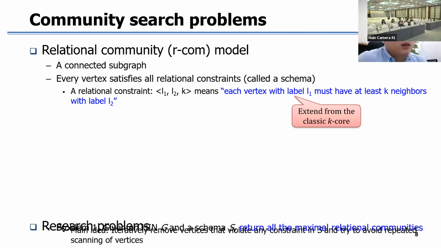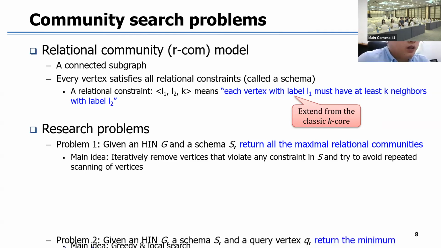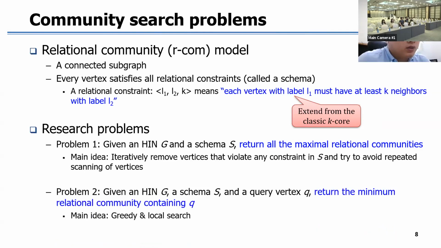Based on the RCOM model, the authors studied the first problem, which is defined as follows. Given an HIN and a schema, the goal is to find all the maximal relational communities. To find such communities, the algorithm is very simple because we just need to iteratively remove vertices that violate any constraint in S and try to avoid repeated scanning of vertices. The authors also studied another problem which aims to find the minimum community containing the query vertex. Since this problem is NP-hard and it is also NP-hard to approximate, the authors proposed some greedy algorithms by using greedy local search. We ignore the details due to the time limitation.